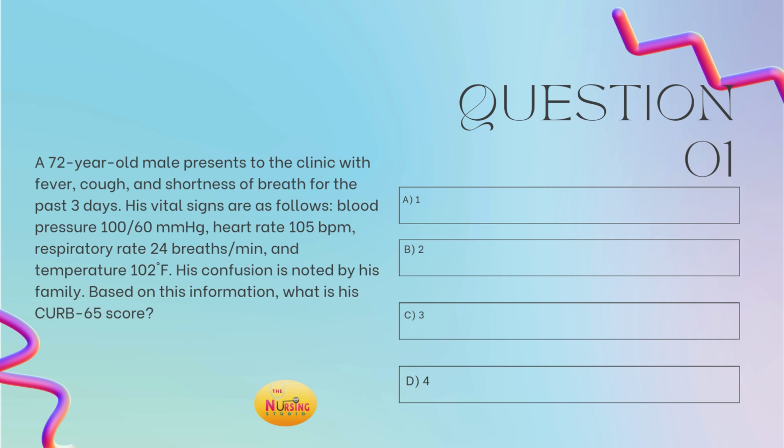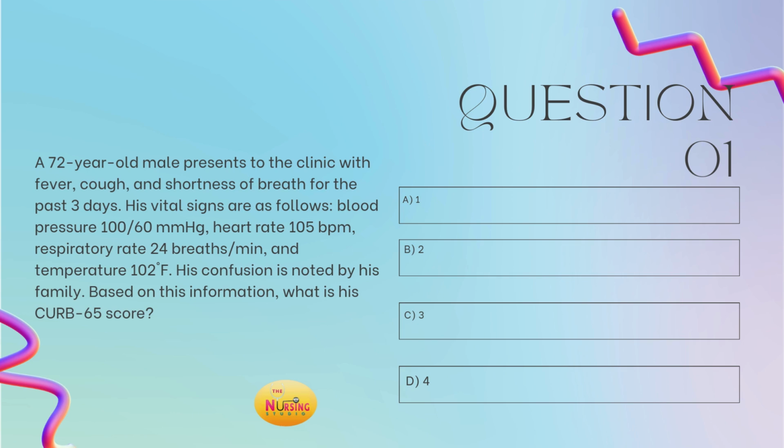So let's walk through it. C, we get 1 point because it states that he is confused, right? It says his confusion is noted by his family, so that's 1 point. We don't have any BUN results, so we're not going to score that U for urea, right? Our respiratory rate is greater than 30 is when you'll get a point. So theirs is 24 on this one. So we don't need a point for that, right? Blood pressure is when the systolic blood pressure is less than 90 or the diastolic is 60 or below, right? So it is 60 here. So you'll get a point for the blood pressure one.